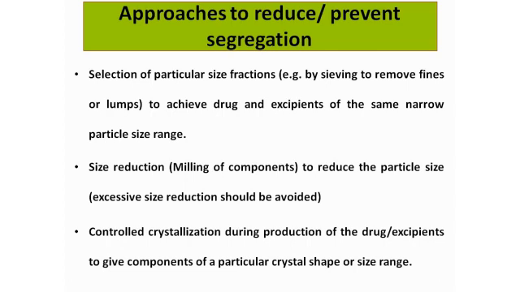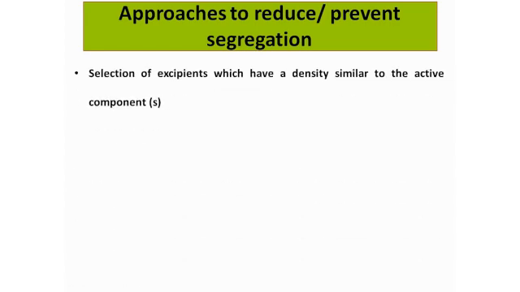Moreover, we can do controlled crystallization. During the production of the drug and excipient, we can do controlled crystallization to get crystals of the drug and excipient of desired size and shape. Then the selection of the excipient that you are going to use also needs to be done in a proper way. You should always select an excipient with the same density as the drug you are using for formulation. Suppose for a dosage form we are using paracetamol. We know the density of paracetamol, right? So for the excipient, if we use one with the same or similar density to that of paracetamol, it will at least help to remove the problem of density difference between the API and the excipient, right?